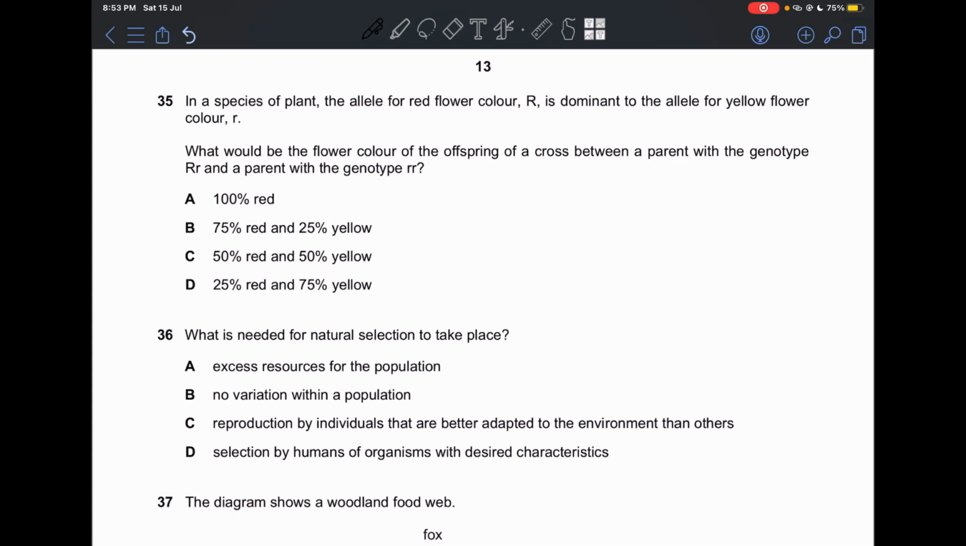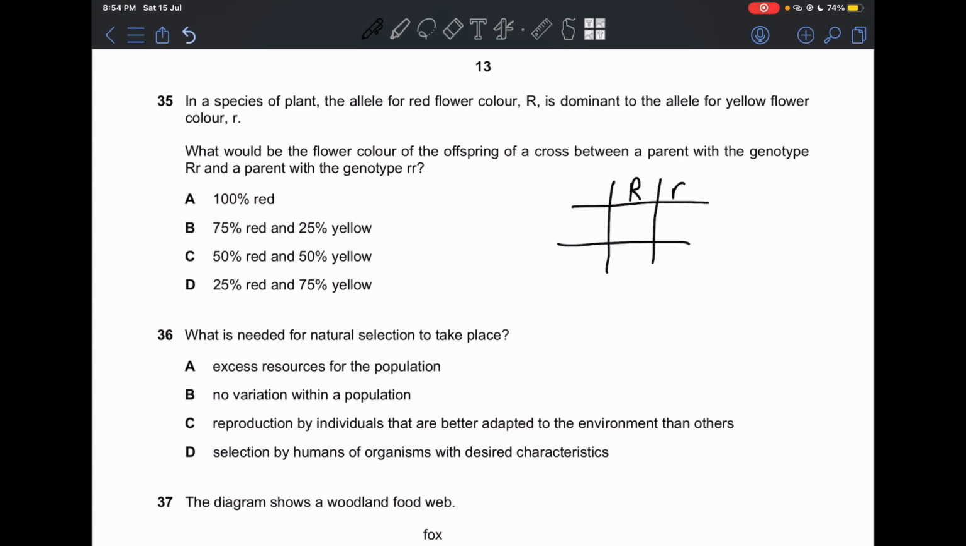Question 35. In a species of plant, the allele for red flower color, capital R, is dominant to the allele for yellow flower color, small r. What would be the flower color of the offspring of a cross between a parent with the genotype red and a parent with the genotype yellow? Now over here, to solve this question, we will have to do a Punnett square. This is done like this. You have to draw a table just like this, and you're going to be adding in each row the separate allele for each parent's genotype.